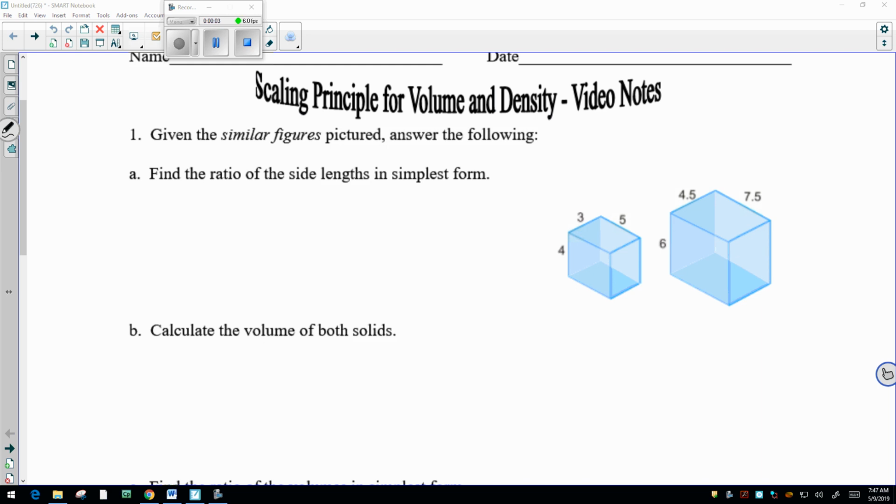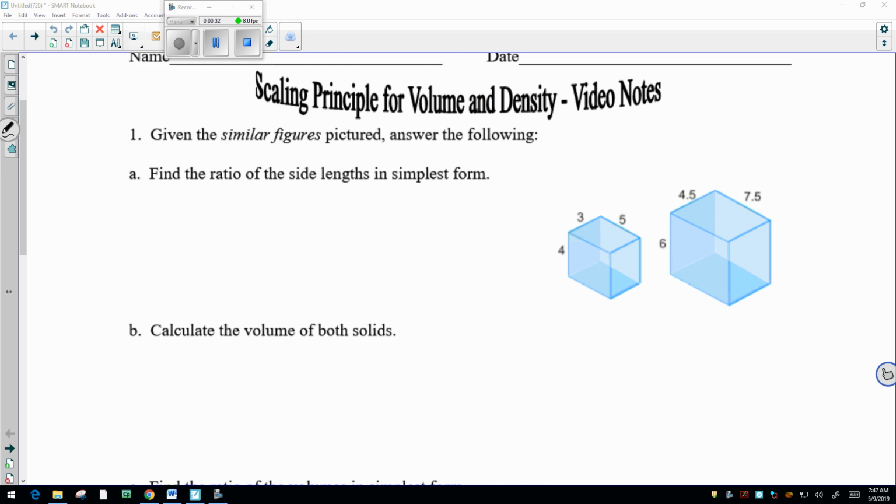Today we're going to be talking about some scaling principles with volume, and then we're going to move on to density. We've done a bunch of the scaling principles when we looked at area and also when we looked at perimeter, so we're just going to now take a look at it when we approach a three-dimensional figure. We are told on the right-hand side we have similar figures, and we need to find the ratio of the side lengths and express it in simplest form.